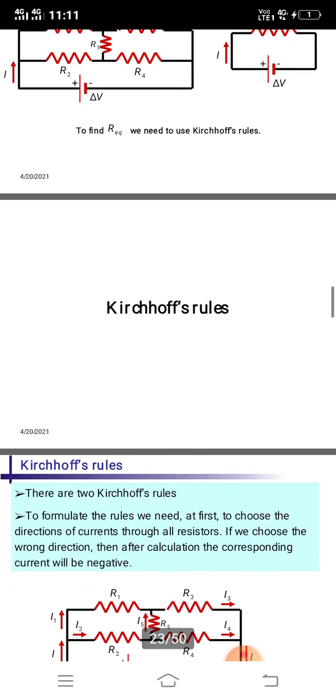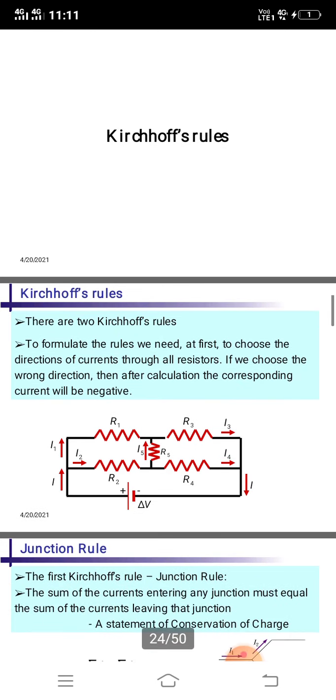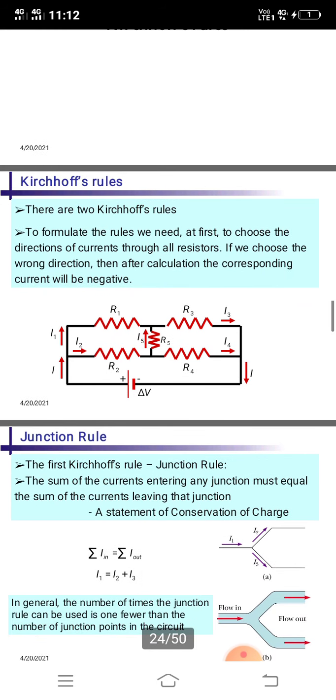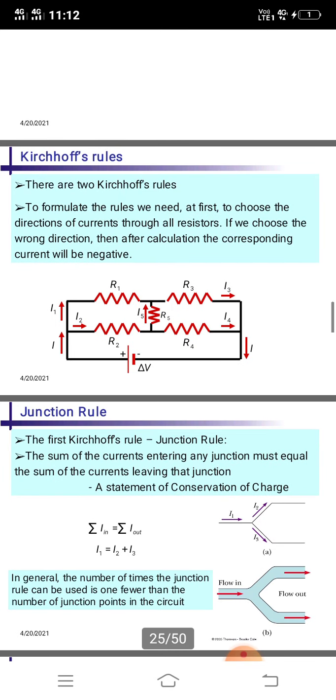Then let us see Kirchhoff's rules. Kirchhoff's rules are two: one is the junction rule, another one is the loop rule. Let us see the first rule, the junction rule. Every entering current meets at a single point. After that meeting, it will split up in various directions. That point will be called a junction.